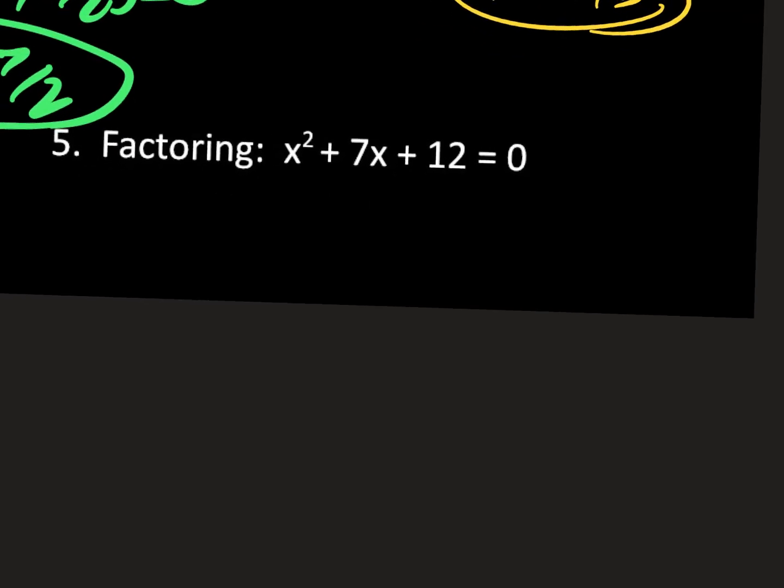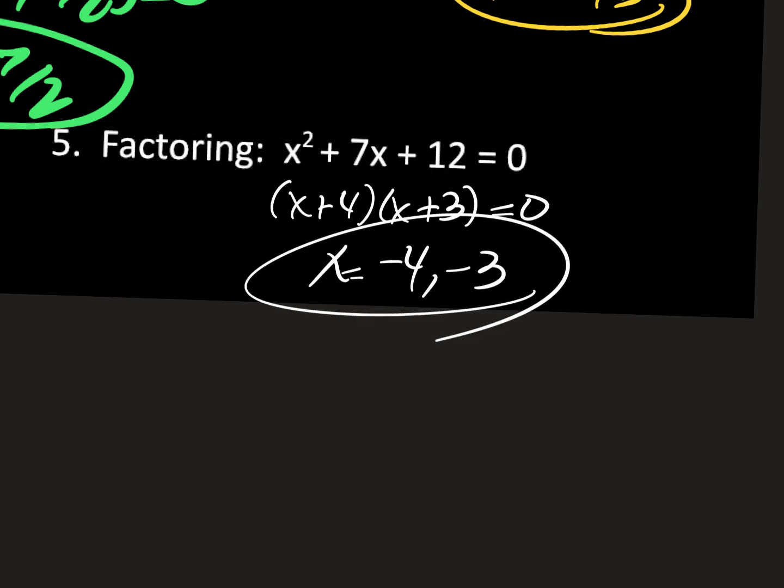Number 5, factors. I'm looking for factors of 12 that add up to be 7. Last I checked, that's 4 and 3. Everything's plus, so everything's plus there. Don't forget to write your answer as negative 4 and negative 3. Don't just factor it. Write your answer.